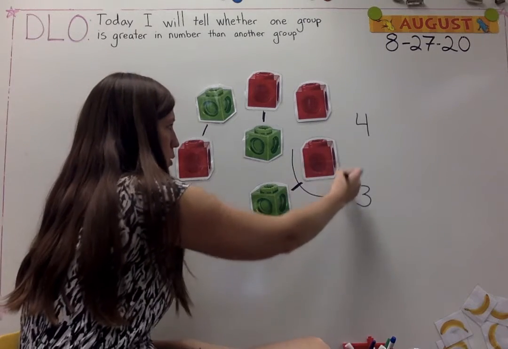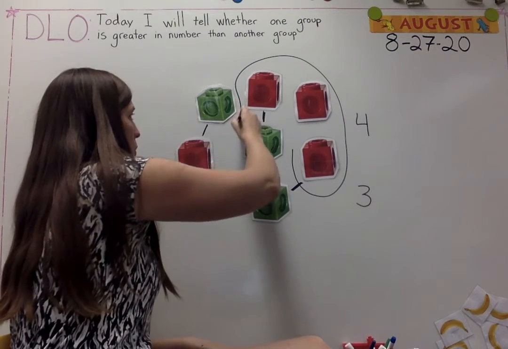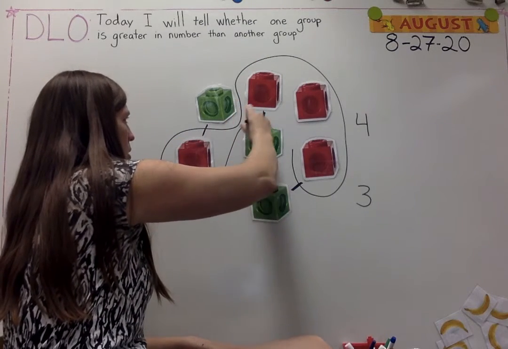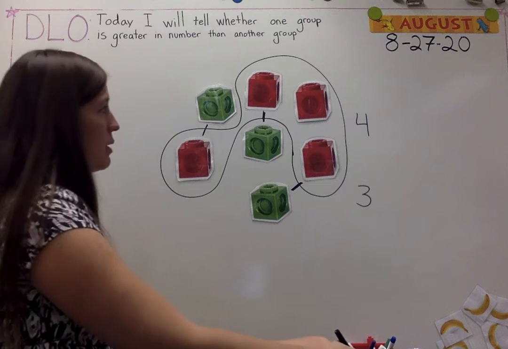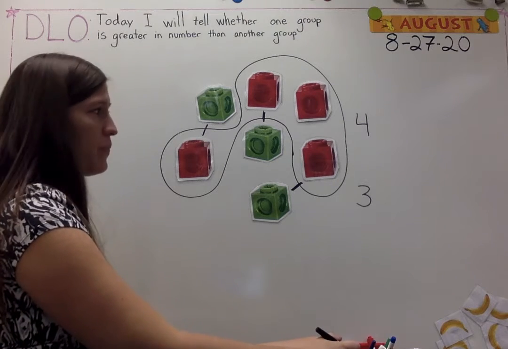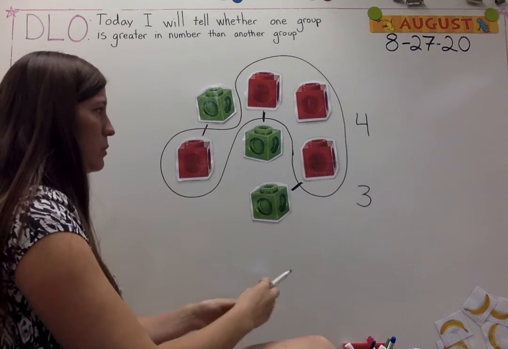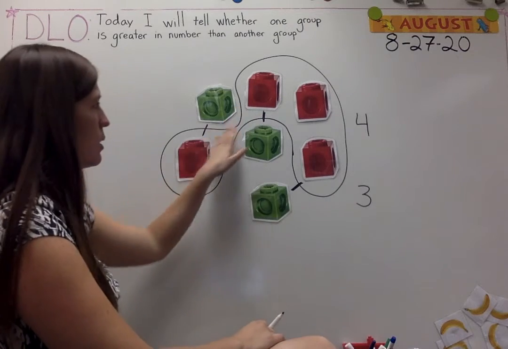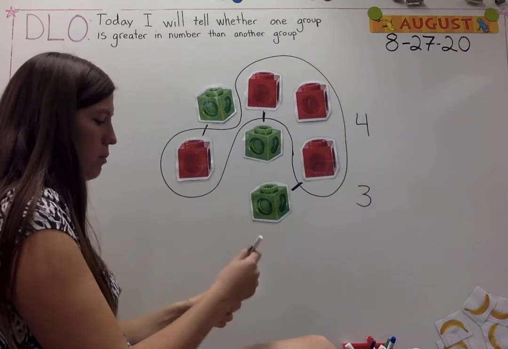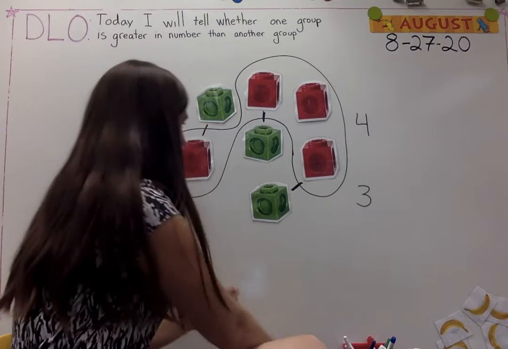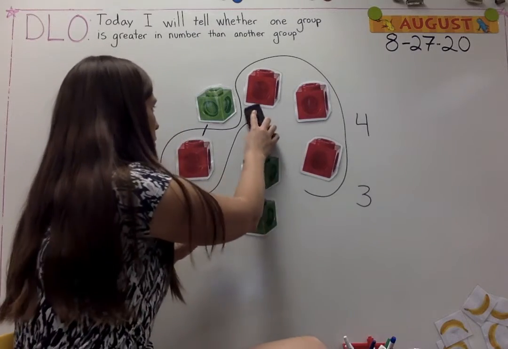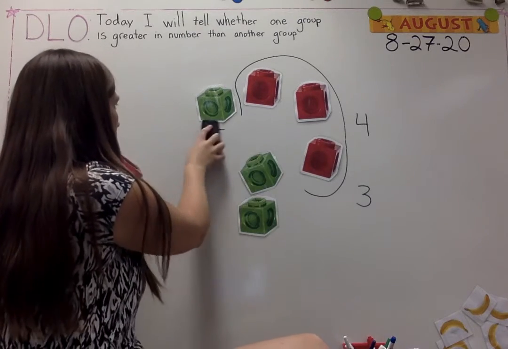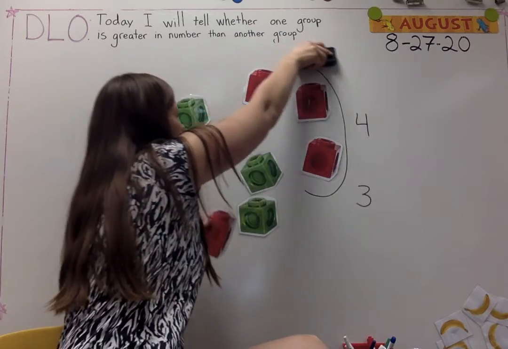I need to put a big circle loop around my red cubes because that group is greater than the green cubes. See how I just went around, around, and around? I didn't include the other ones because that's a different group. We'll do one more example, and then it will be your turn.